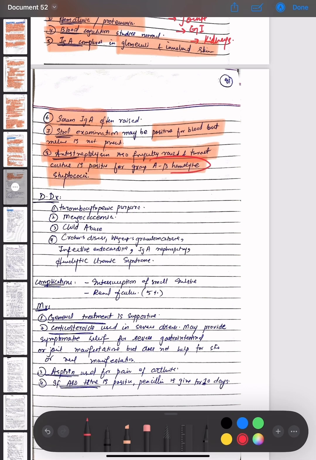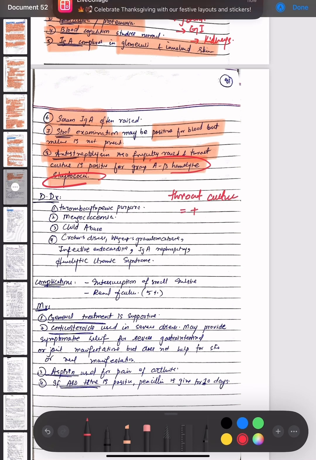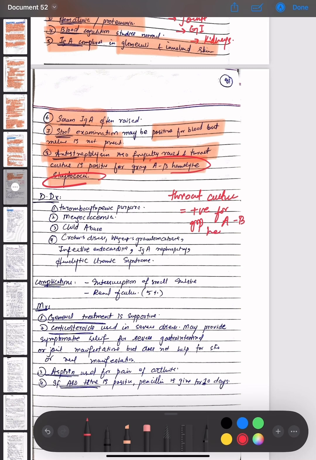This is the main thing, that the throat culture is positive for group A beta-hemolytic streptococci.